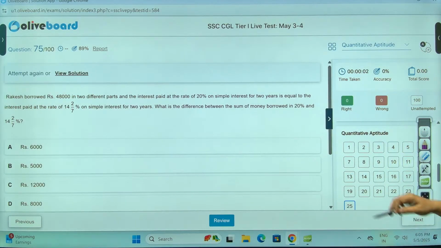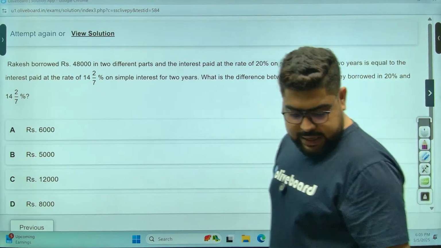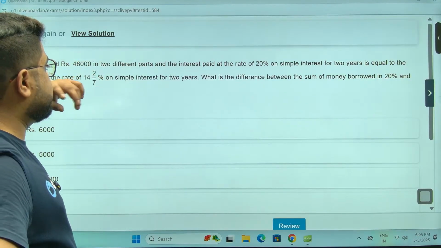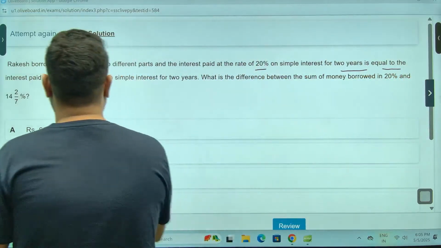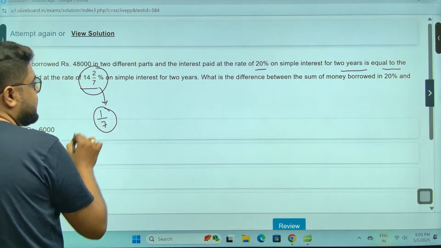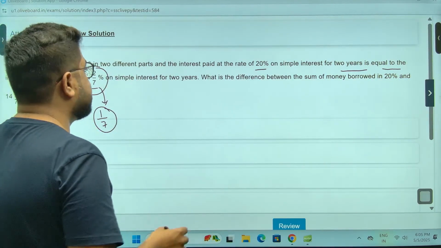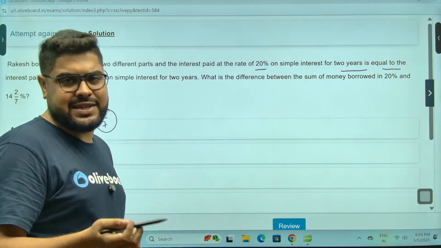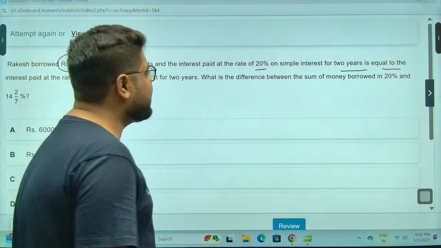Okay, last question, simple interest. Rakesh borrowed this much in 2 different parts, and the interest paid at 20% for 2 years is equal to the interest paid on the other part, which is 1/7 simple interest for 2 years. Let's do it easily. Let's not go into allegation. You can do it by allegation actually, if you want.